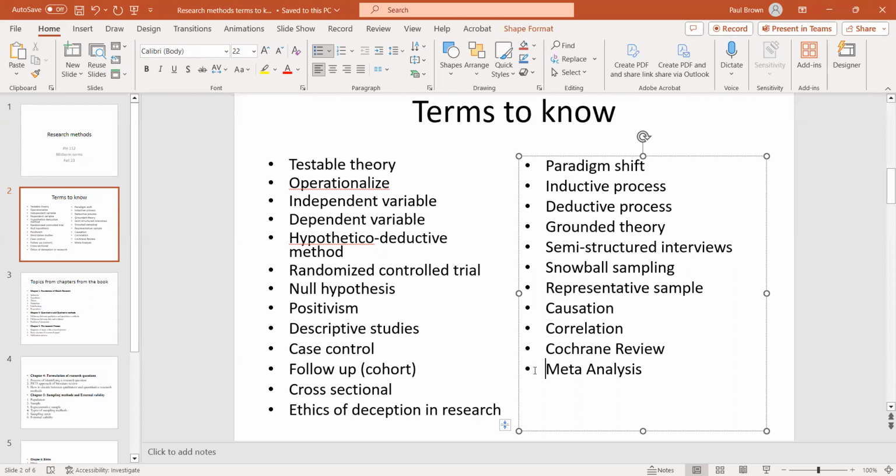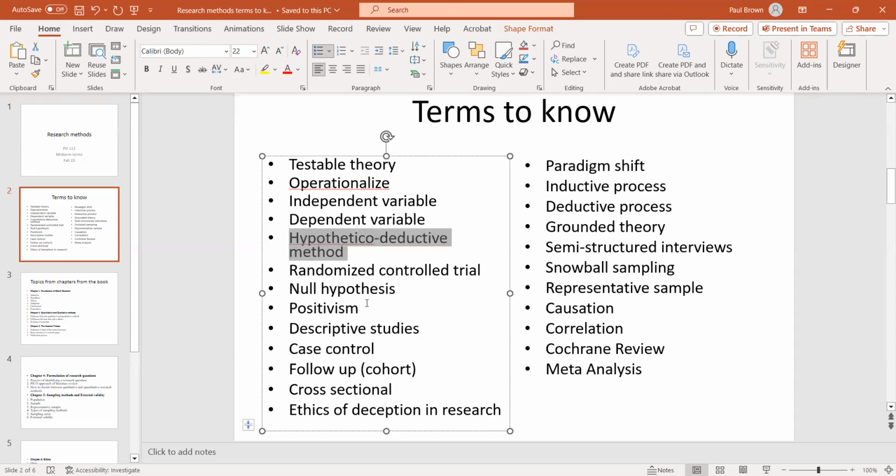Positivism, sure. So anyone know what positivism is? Positivism is basically the basic philosophy. There's a number of terms here: positivism, paradigm shift, hypodeductive method. These all deal with the process of how we do science. The hypodeductive method suggests that you come up with a research question, then you state a null hypothesis, and then you do a test, and you're testing to see whether or not you can reject the null hypothesis.